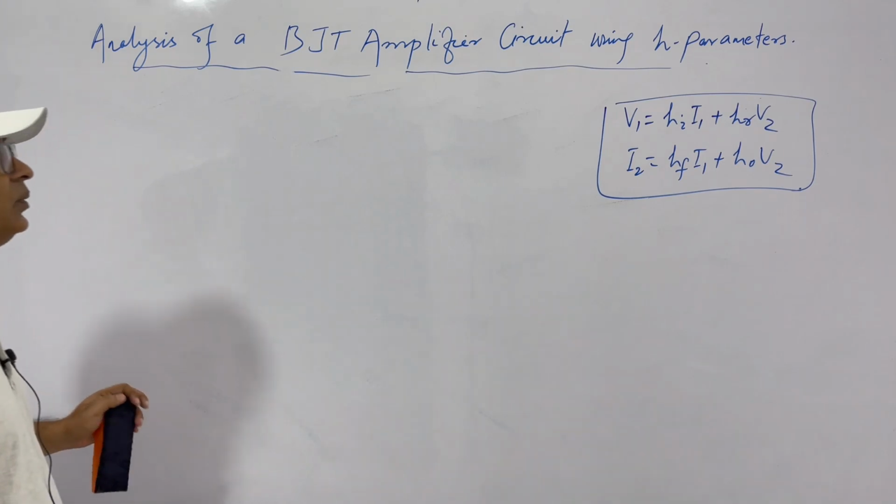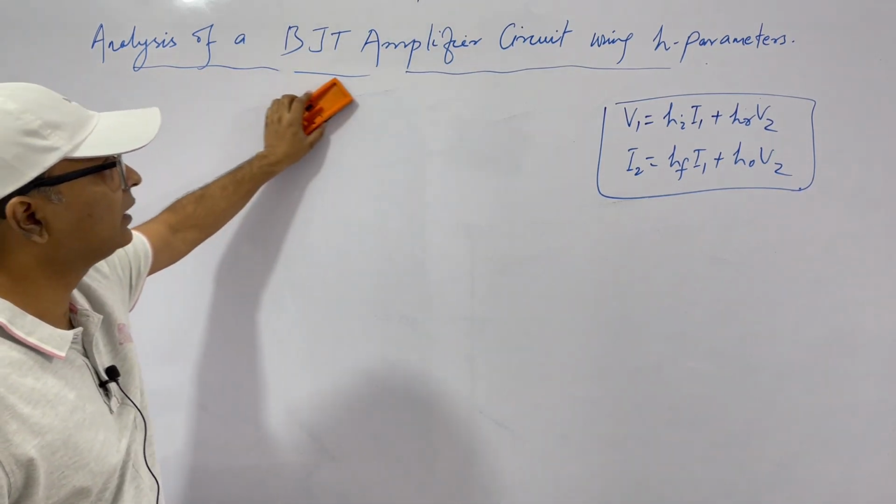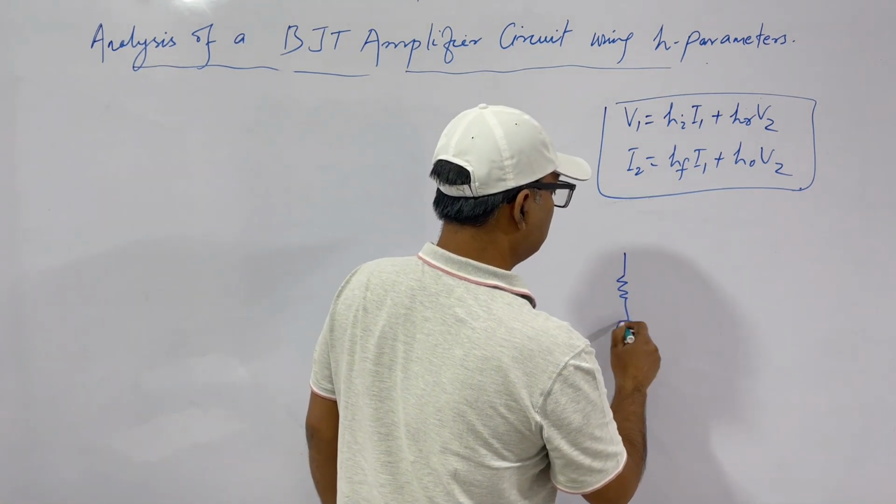Now we'll see what is the voltage gain and current gain taking the source resistance RS into account. See, this is RS, this is VS.